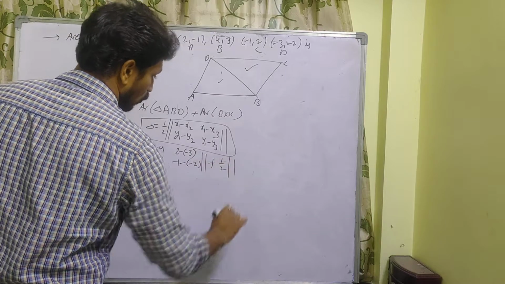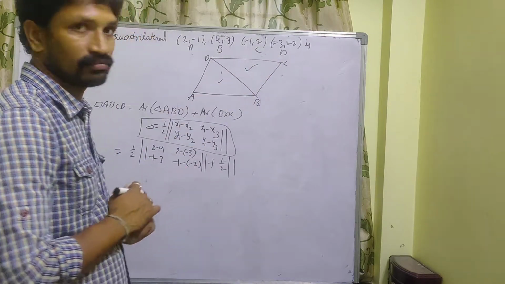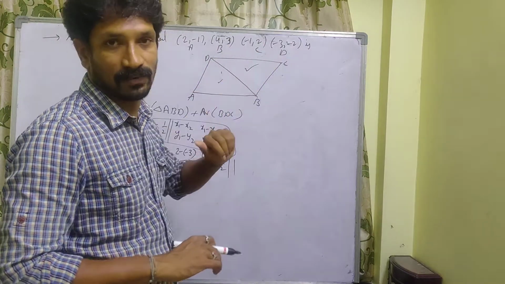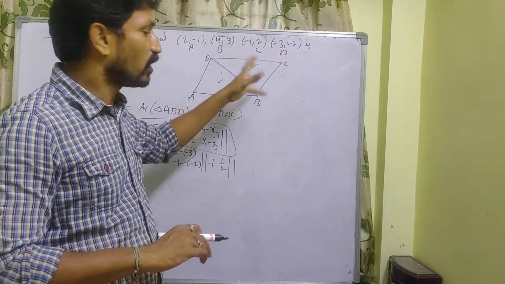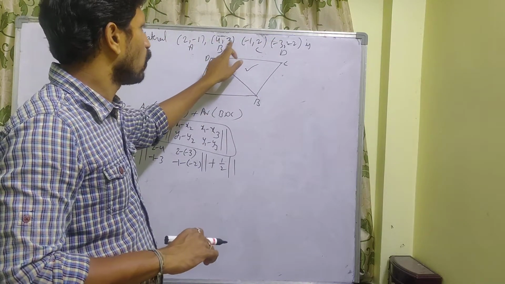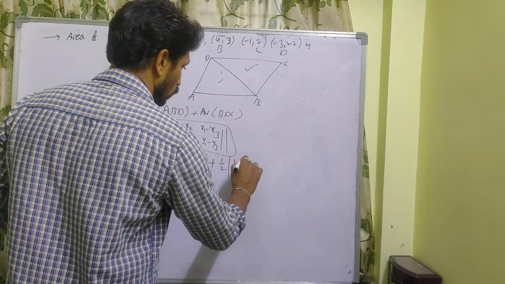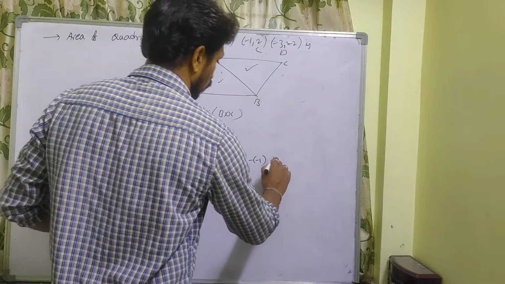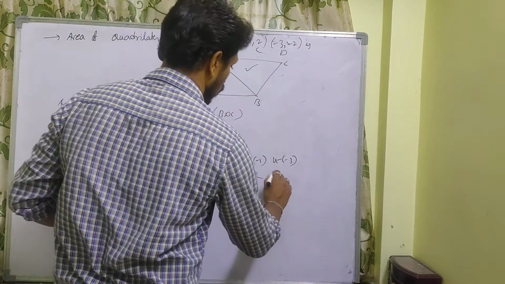Plus again half into modulus of determinant of the same formula. This time BDC. See x1 y1, x2 y2, x3 y3. For the triangle you can take any order. BDC triangle is nothing but BCD triangle. So for the triangles order is not important. So you can continue. Okay, so take this as x1 y1, x2 y2, x3 y3 also, no problem. Then x1 minus x2: 4 minus of minus 1. Next 4 minus of minus 3. 3 minus 2. 3 minus of minus 2.